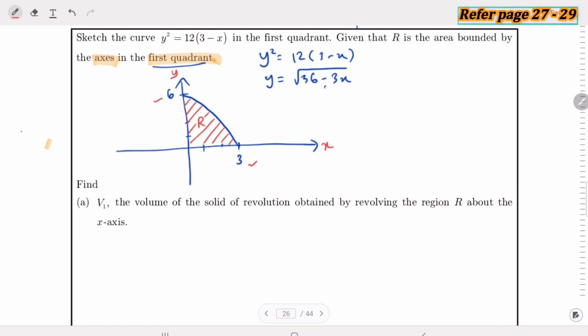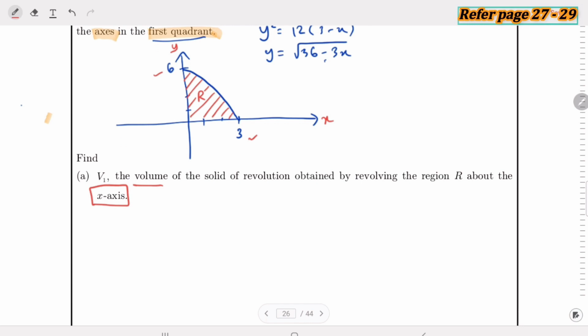Next question, find the volume of the solid of revolution obtained by revolving the region R about the x-axis. Be careful, volume about the x-axis, you must have pi, you must have the square, and dx, as I told you before. So this one, V equals pi. Don't forget to put your pi, and since it is rotated about the x-axis, so dx, and here must be f(x) squared.